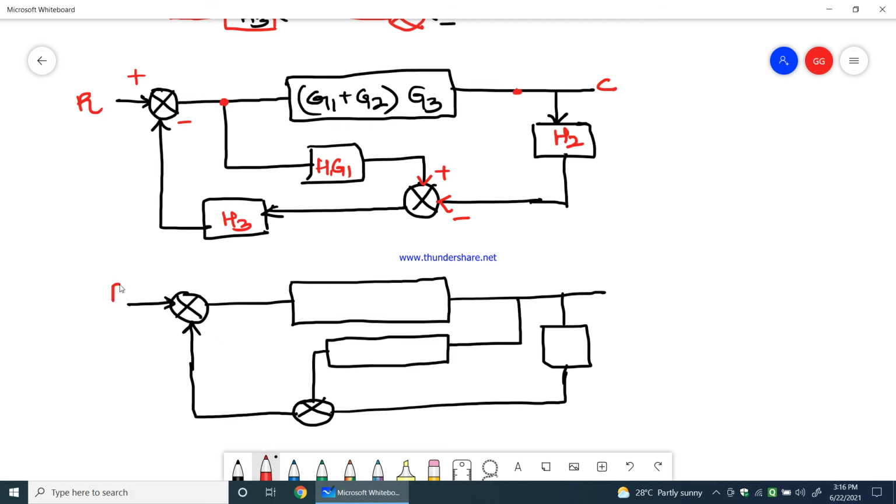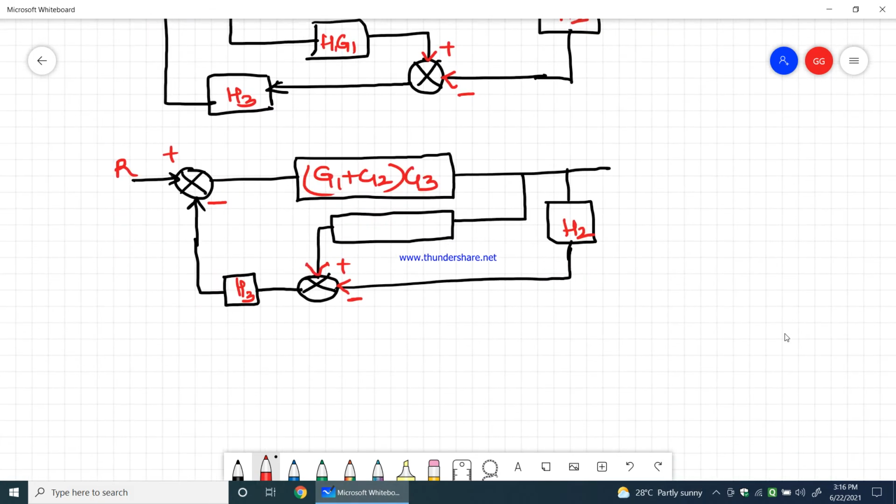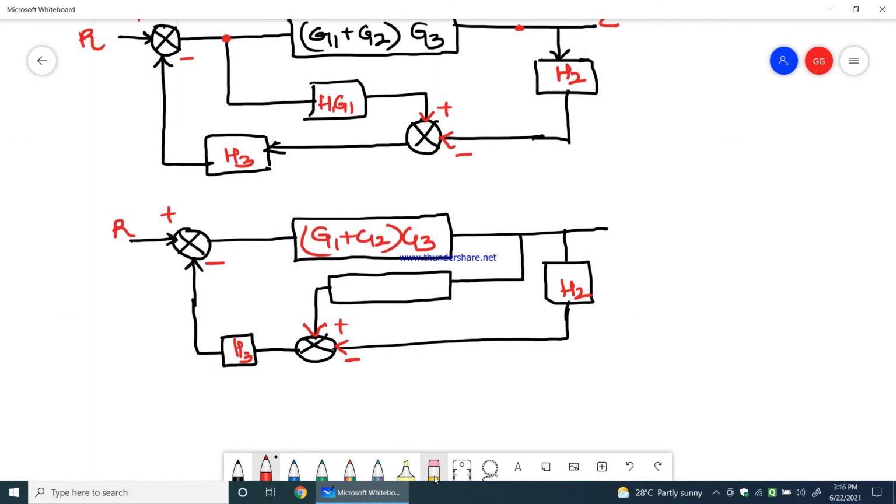So this is R plus minus. So this remains to be G1 plus G2 multiplied by G3. This is H2. Oh, I think this is H3. So this is plus, this is minus. Now what do we get at this particular block? Now this block will not remain to be H1 G1. It will change. What will it change to?